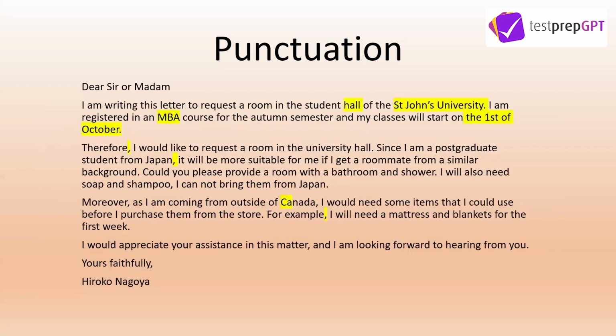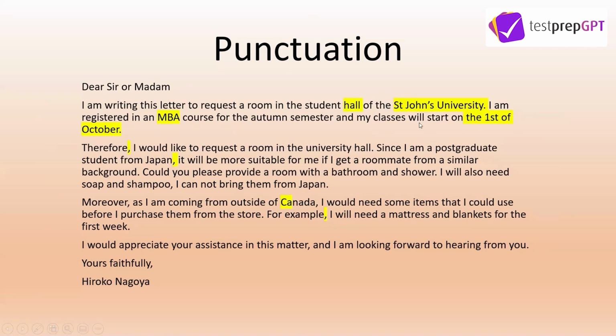Okay, so first of all, maybe you've seen the mistakes. You need to use capital for the name of the university and do not use capital letter for a common noun like hall. MBA should be capitalized. If you don't capitalize it, you'll lose marks for punctuation. And instead of 1 October, you could say on the 1st of October. So write the date in the correct form. You could also use American English. You could say on October 1st.